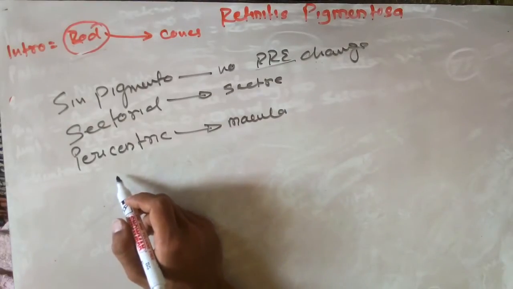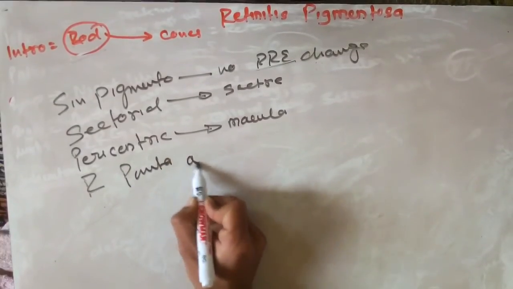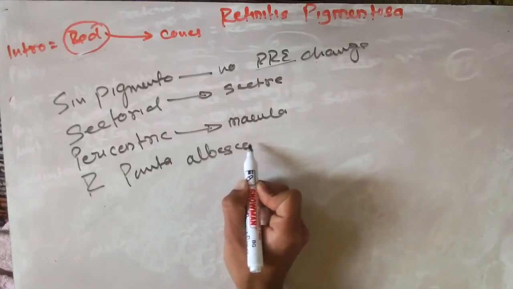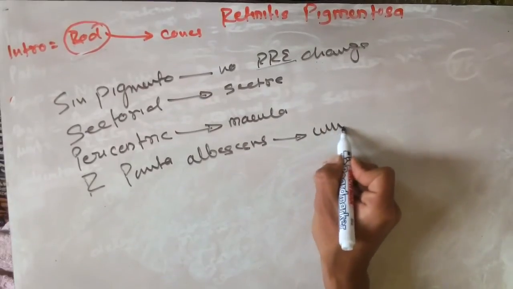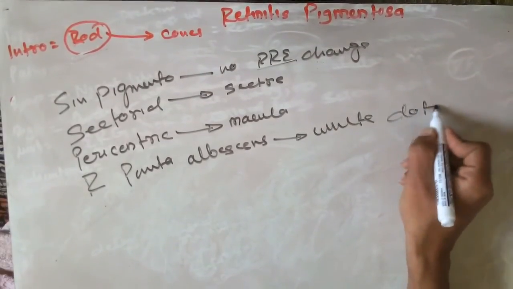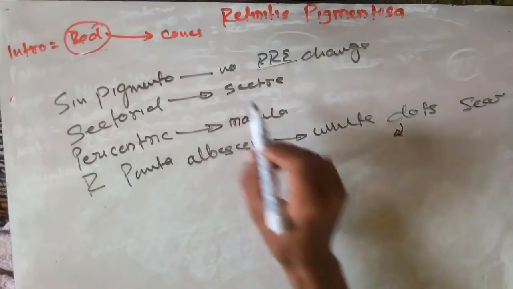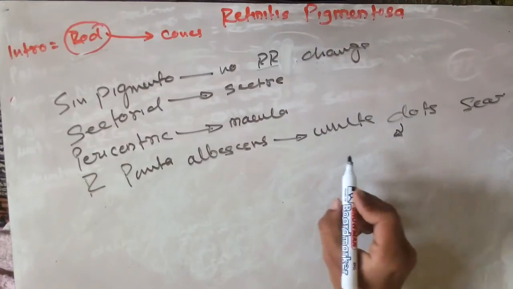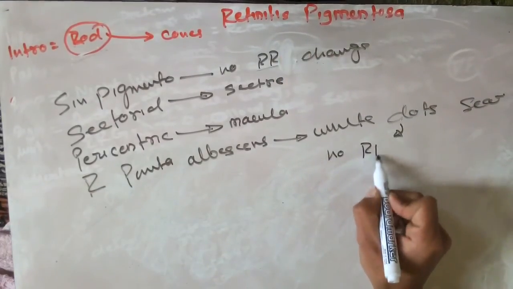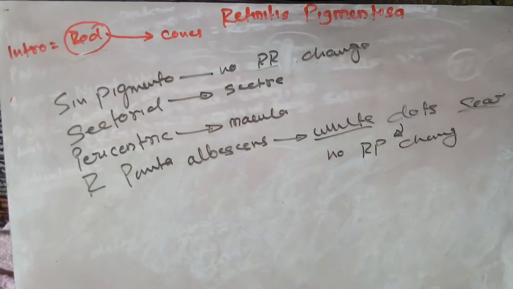And the last atypical form is retinitis punctata albicans. It means white dots are scattered throughout the retina, but there are no retinal pigment epithelial changes, meaning no abnormality in the retinal pigment, but there are white dots scattered throughout the retina. So this is all for the retinitis pigmentosa portion. Thank you.